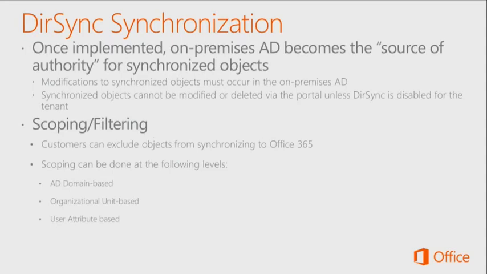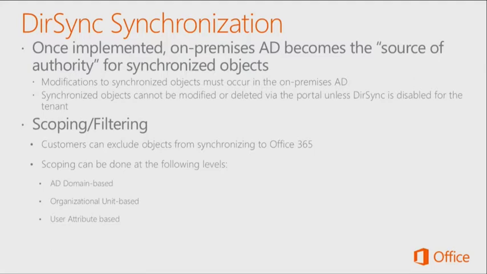Once implemented, on-premise AD becomes the source of authority. You cannot make changes in Office 365. That was another question. The only thing you can change once you've enabled DirSync on a user is the phone number. You can add a phone number to an Office 365 user. So all properties are done on-premise, locally.